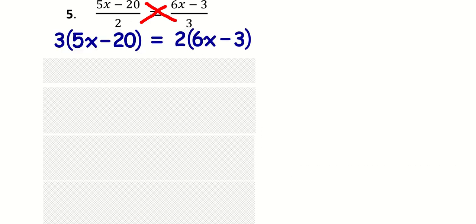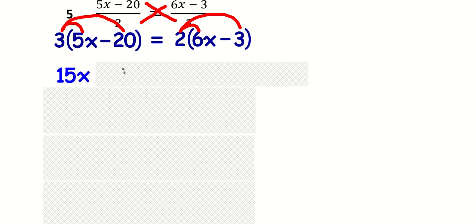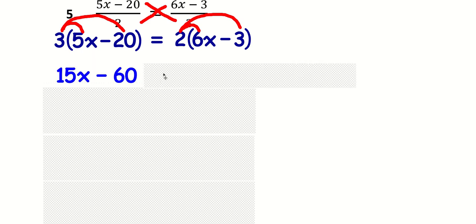So here we go. If we write it out nice, remember it's 3 times that entire 5x minus 20 on one side, and then 2 times the entire 6x minus 3. So the use of parentheses is valid here and necessary. So what do we do? Well, don't we now distribute to clear the parentheses? So 3 times 5x is 15x. 3 times negative 20, negative 60. 2 times 6x is 12x. 2 times negative 3, negative 6.